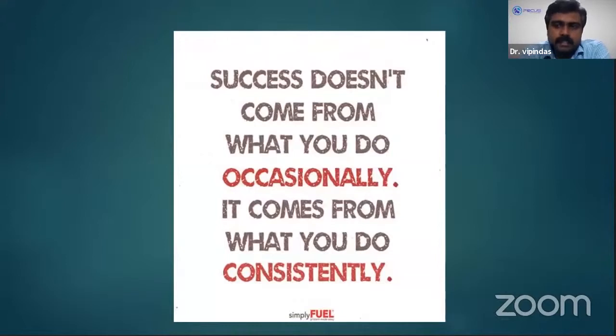To study general surgery and general medicine, you need to be very thorough with the basic subjects. Once you have come across these basic subjects, general surgery and medicine are very easy to understand and easy to crack. So how are you going to study? The success does not come from what you do occasionally. It comes from what you do consistently. That is the key. You need to study surgery and medicine day to day.